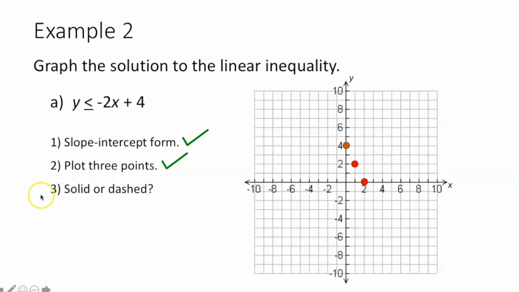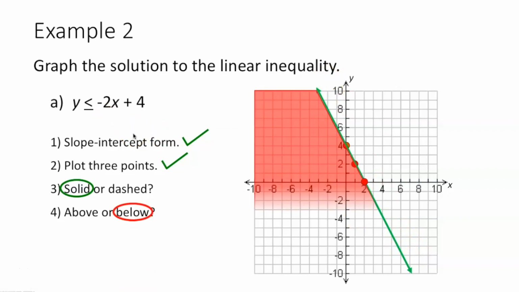Next, I want to determine, is it going to be a solid or a dashed line that I draw through these 3 points? Well, again, because there's an equal sign underneath my inequality, I'm going to draw a solid line going through these 3 points. This means that any point on this line will make this inequality true. Next, do I shade above or below this line? Well, since my inequality symbol is facing away from my y, that means I want all y's less than this given line. So I want to shade below this given line. So it's going to look something like this.